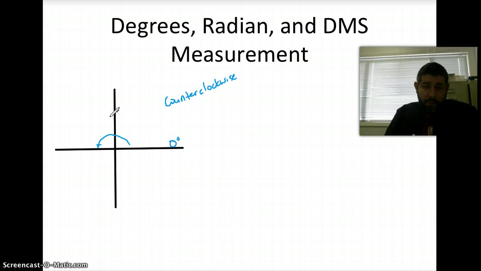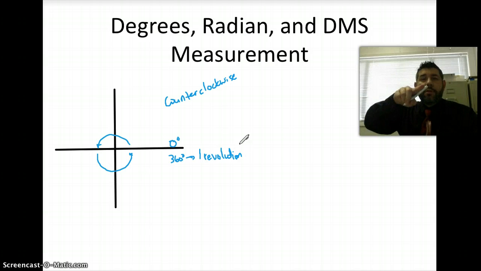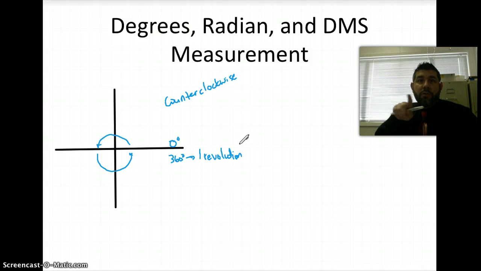This is 0 degrees. If we go all the way around the circle, we know that to be 360 degrees. So all the way around a circle, back to the x-axis here, is one revolution. If I went halfway around the circle, that would be half of a revolution. If I went around the circle twice, that would be two revolutions. One revolution, or 360 degrees, is equal to 2 pi radians. And radians are normally in terms of pi.